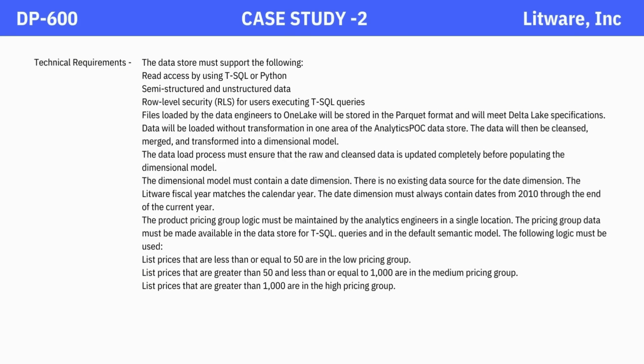List prices that are less than or equal to 50 are in the low pricing group. List prices that are greater than 50 and less than or equal to 1,000 are in the medium pricing group. List prices that are greater than 1,000 are in the high pricing group.